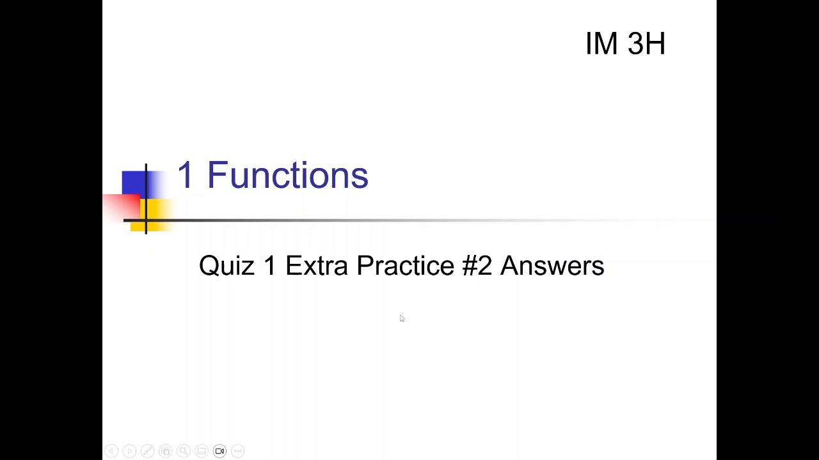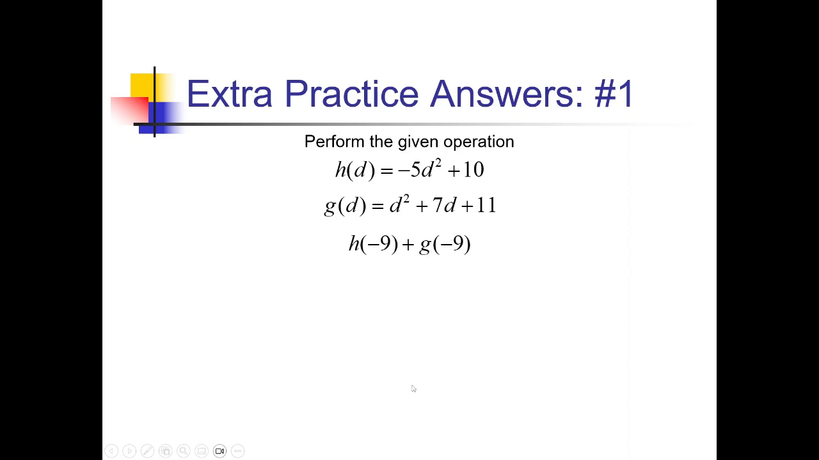So for all the problems on this worksheet, we are given two functions, which will have differing names as these problems go on, and then we're given something to do with those functions. For example, on this one, we have the h and the g function, which do different things, and they're both functions of d, and we're doing h of negative 9 plus g of negative 9. So in this situation, if I'm plugging negative 9 into both of these, I think I'll do that first, evaluate them separately, and then add together whatever I get.